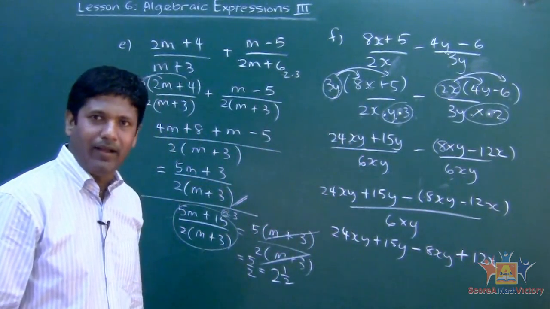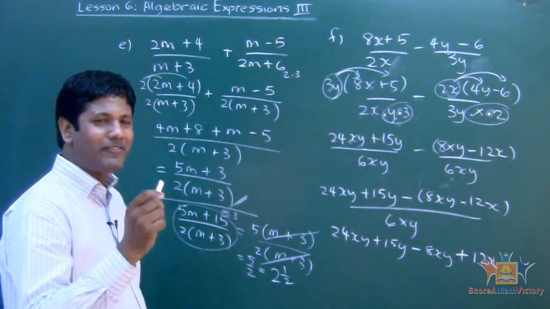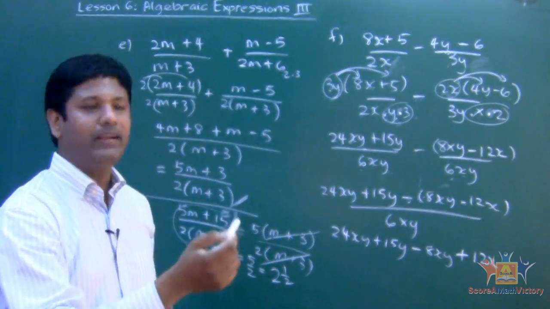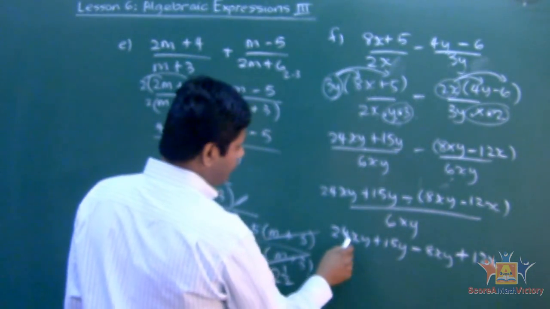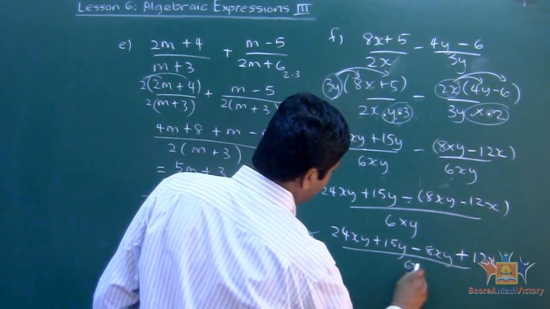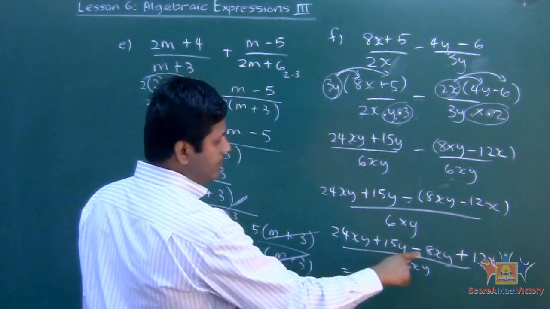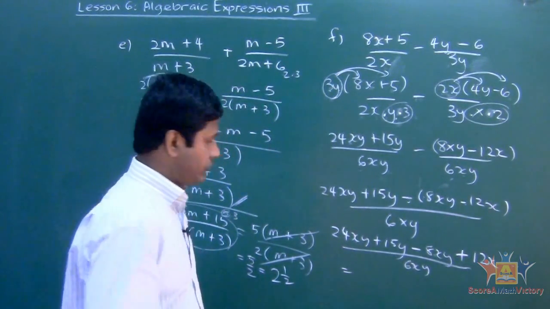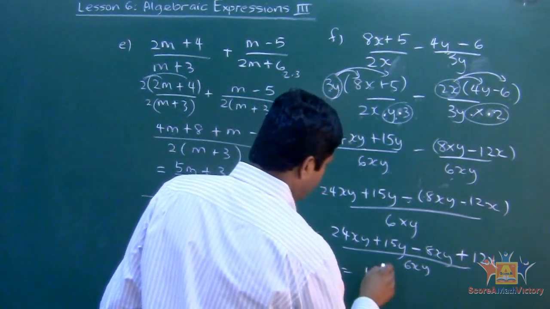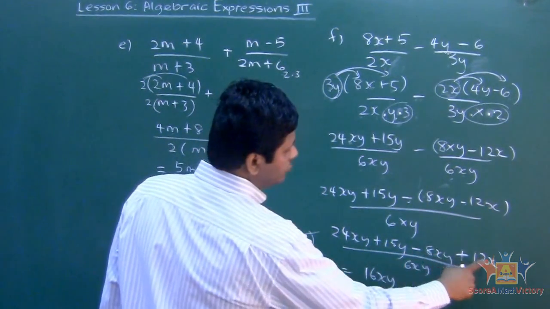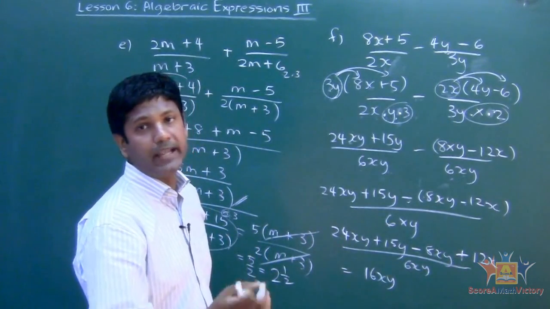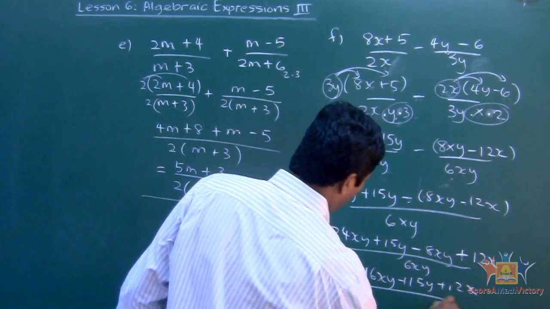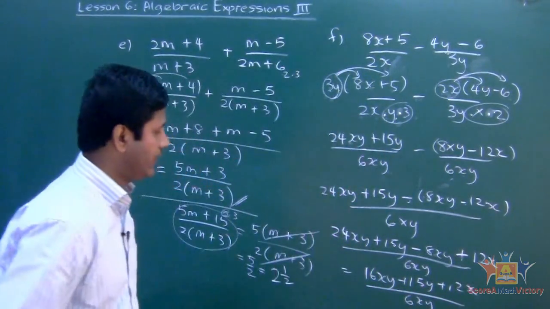See that? See, I told you, don't underestimate the power of the negative. Look at that, plus and minus change to minus and plus because of this negative. Okay, good. Now I can combine them. Let's put this 6xy on the bottom. So 24xy minus 8xy, in other words, 24 minus 8, 16xy. So we have 16xy, 15y plus 12x. Apples and oranges, can I add them? So just rewrite them. So 15y plus 12x over 6xy, right there.